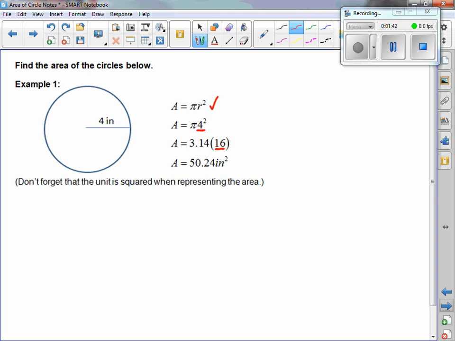3.14 times 16 is an area of 50.24. Remember, because it's area now, we're going to label our area as inches squared or feet squared, whatever our unit happens to be. Remember the squared part for it since we're dealing with area.